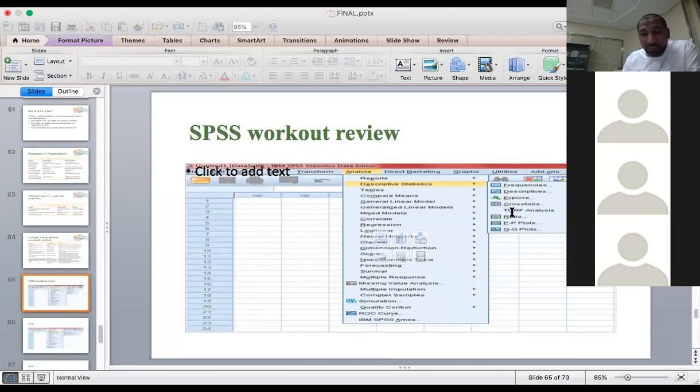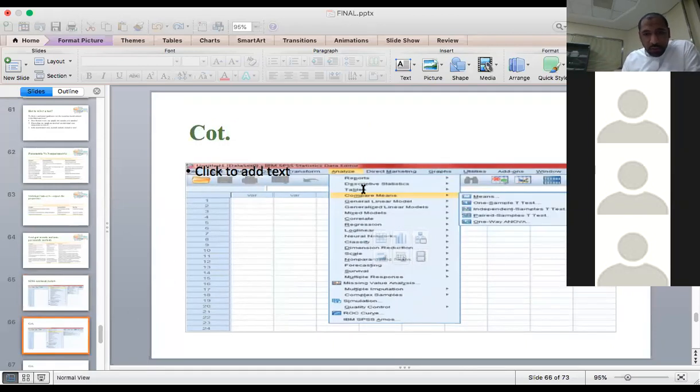And Crosstabs if you would like to study the categorical relationship, the association, between two categorical variables. From Analyze also, if you would like to compare the means, we have one-sample t-test, independent-samples t-test, paired-samples t-test, or one-way ANOVA. That's for the parametric methods, where the data is normally distributed.